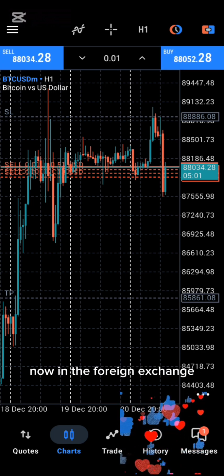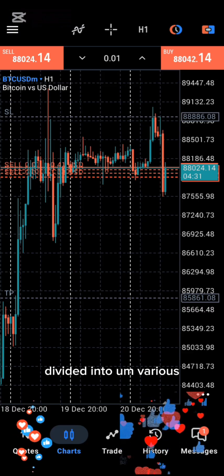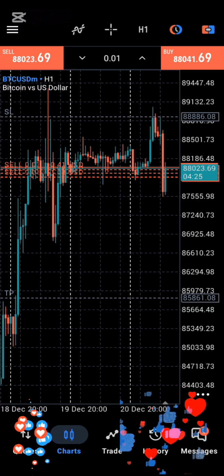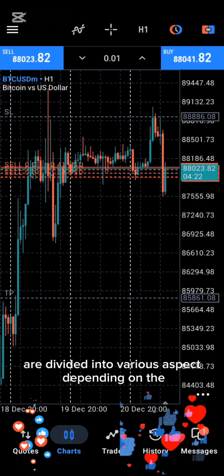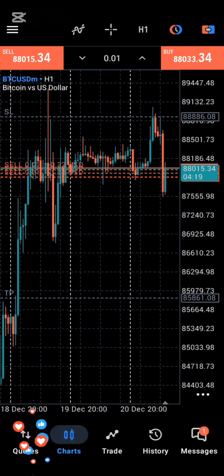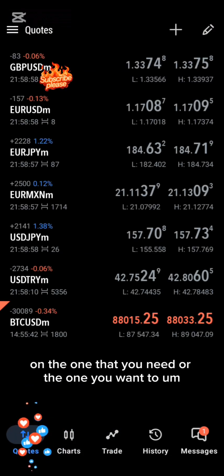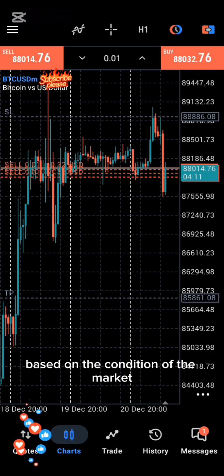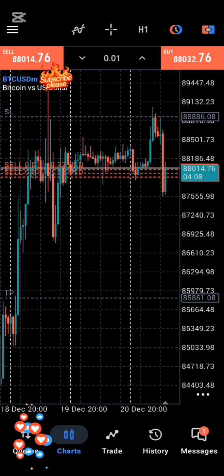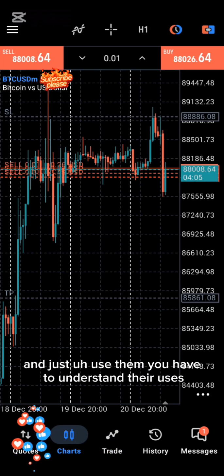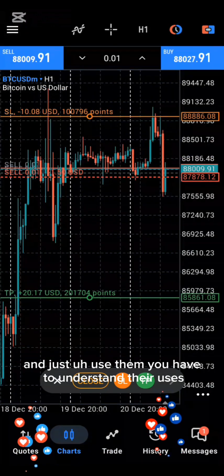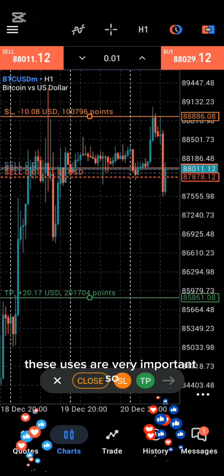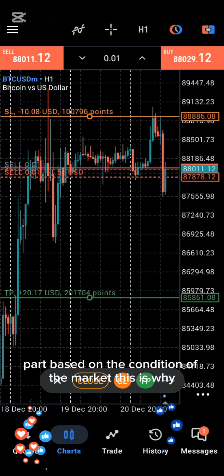Now, the foreign exchange indicators are divided into various aspects depending on the one that you need or the one you want to work with. Indicators are divided into various parts based on the condition of the market. You don't just have indicators and just use them. You have to understand their uses. These uses are very important.